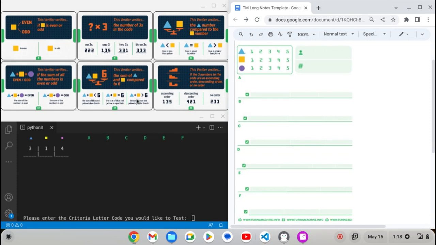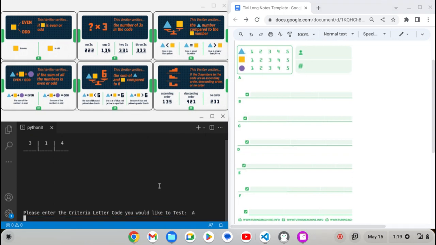And finally, criteria F will let us know something about the code in general, whether the numbers are ascending, as in the example 135, or they could be descending, as in the example 421, or is there no order, like in the example 231. Okay, so I'm going to start off by testing criteria A and determining whether the square digit is even or odd.